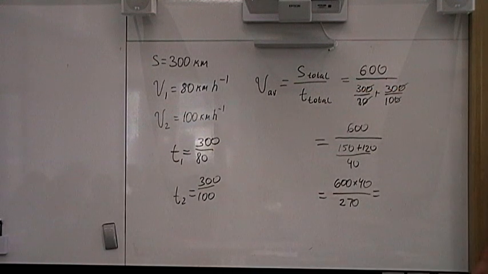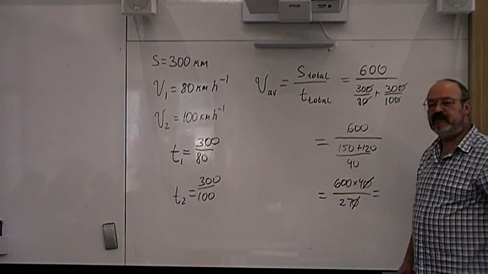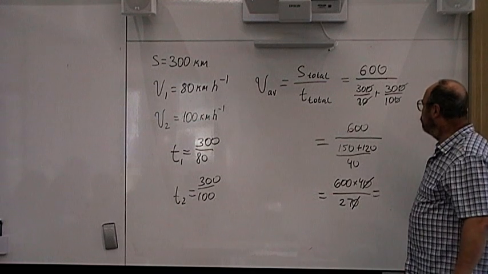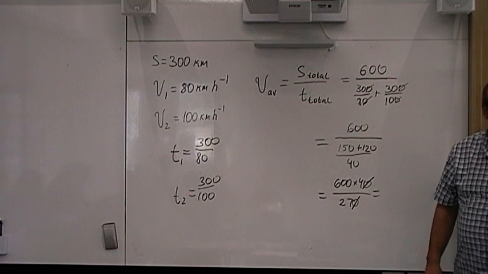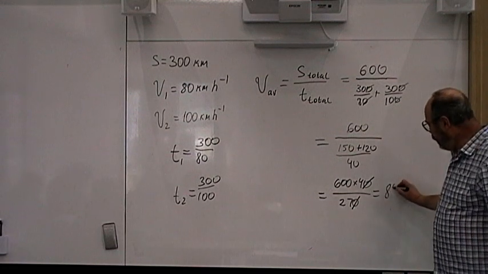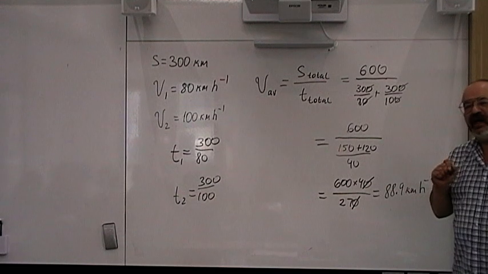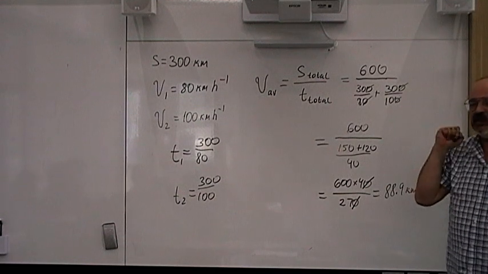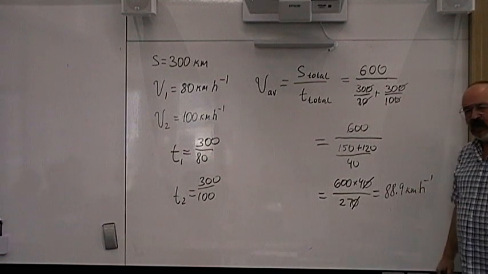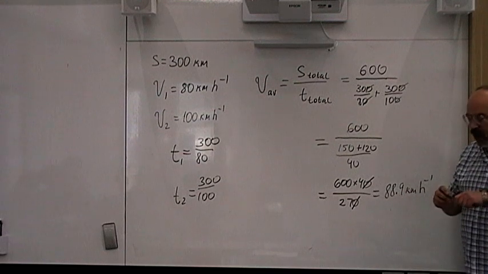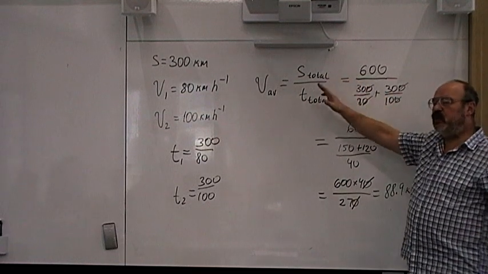Okay, use your calculators. Could you also just do 300 over 80 plus 300 over 100? Yeah, you can calculate. It will be 88.9 kilometers per hour. So it's not 90, as was the excellent observation, because it takes different times moving with different speeds. So to find the average speed, we need to divide total distance over total time.